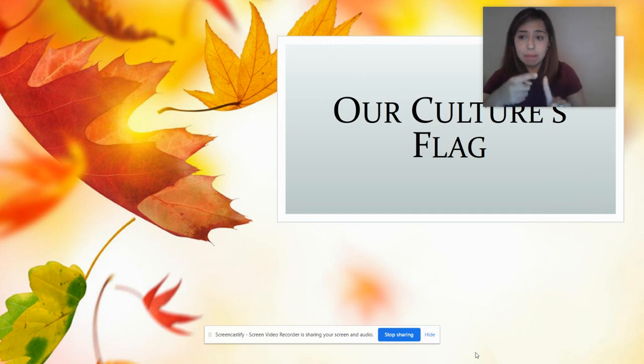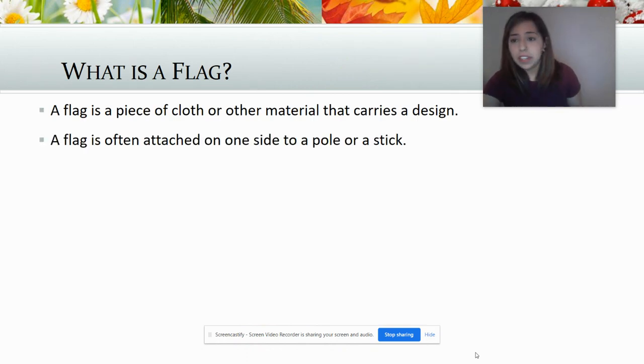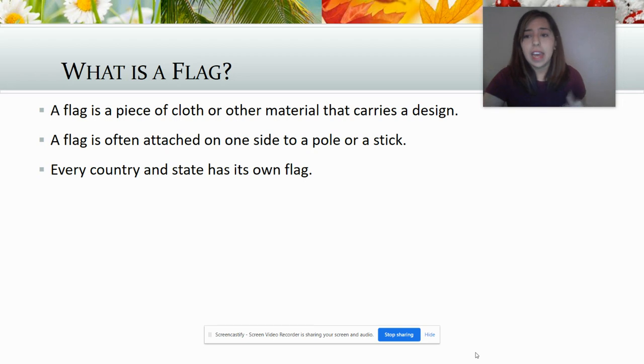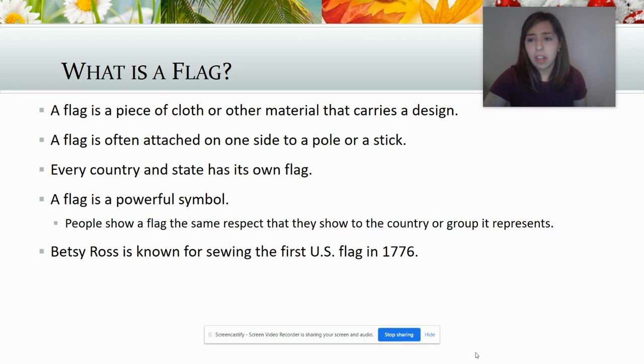So you're going to create a map and a flag. So in talking about what is a flag, it's just a piece of cloth or material that carries your design. So it's usually added to the side of a pole or a stick. And every state has their own flag, and every country has their own flag. A flag is usually a very powerful symbol, and people show it a lot of respect, the way they do that culture or that country.